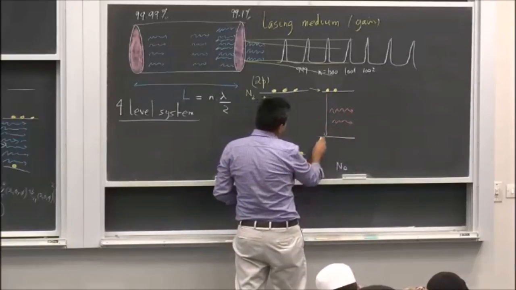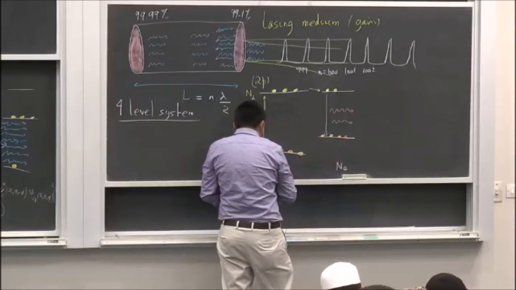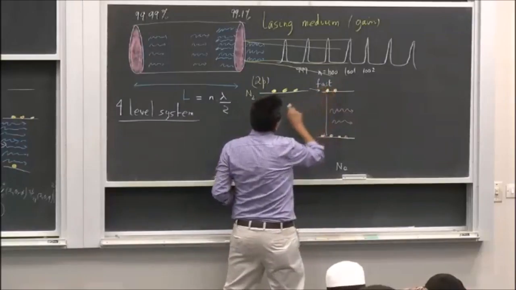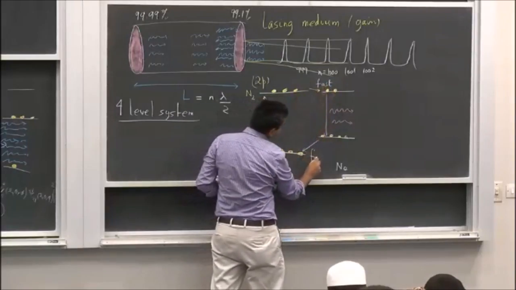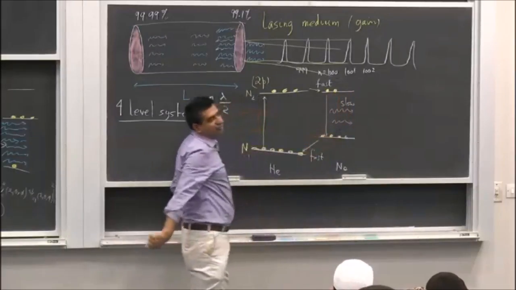And when an electron comes back here, it can decay back into this level. So this is a fast decay. This is a fast decay, this is a fast decay, and this is a slow decay. This slow decay corresponds to the lasing transition.